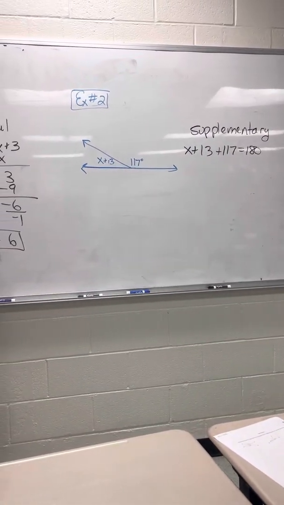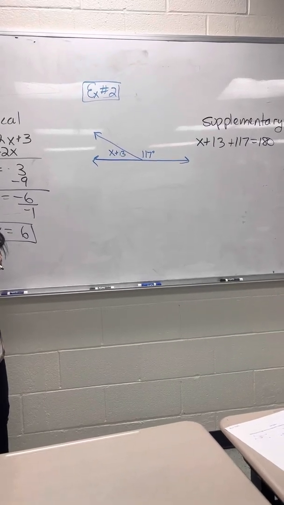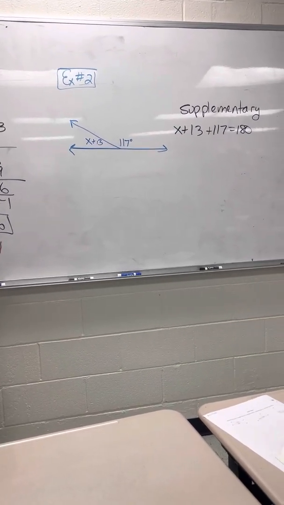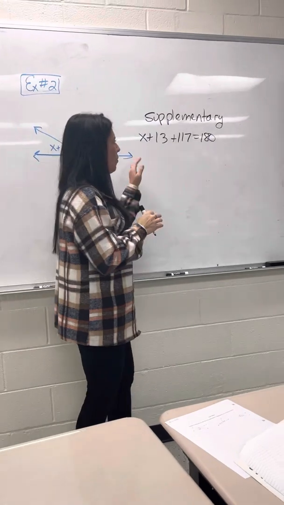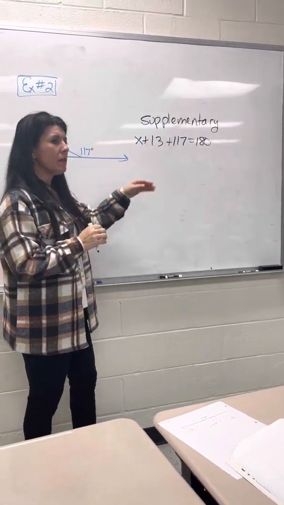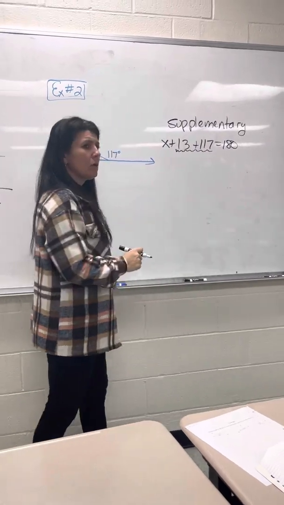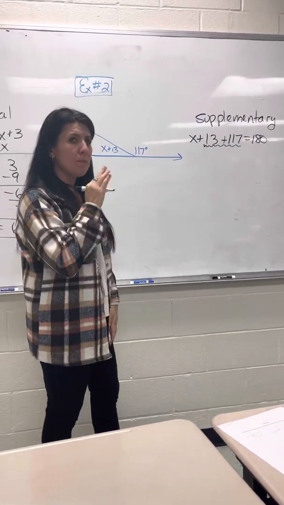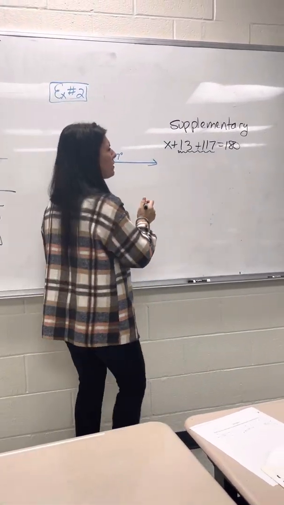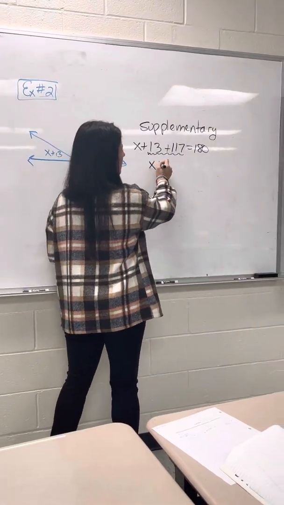How do I go about getting X by itself? What's my first step? Combine 13 and the 117. When you have lots going on like this one does, you want to combine like terms. In this case, it's these two numbers. We want to add those together before we start moving anything. So what does 13 and 117 give me?